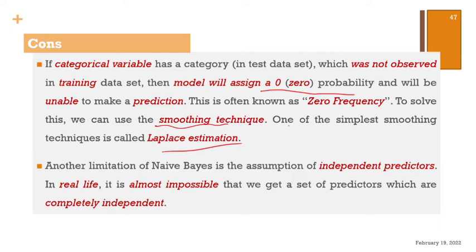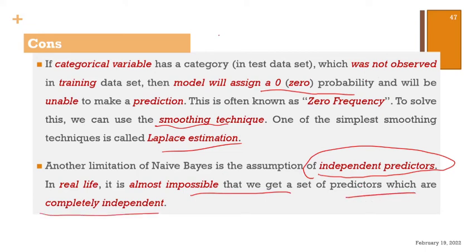Another limitation of naive Bayes is the assumption of independent predictors, which is a very big issue here. It is assuming that the predictors are independent, but in real life, it is almost impossible that we get a set of predictors which are completely independent. For example, I want to predict my student performance. I'm looking at the attendance. I'm looking at the grade in the previous prerequisite course.